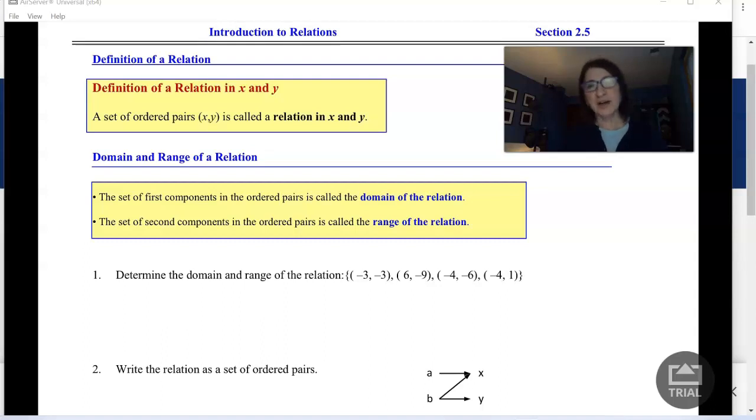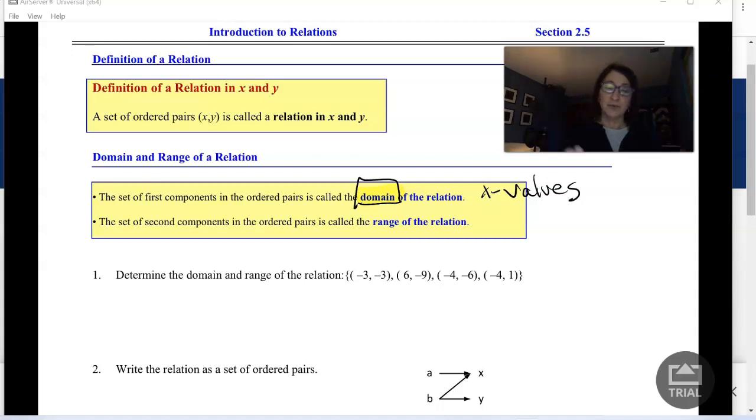In this section, we're going to cover the introduction to relations. So a relation is simply a set of ordered pairs, and it's a relation between X and Y. Okay? So with this relation, you have a domain. Your domain is going to be all of your X's. That's what your domain is, your X values.